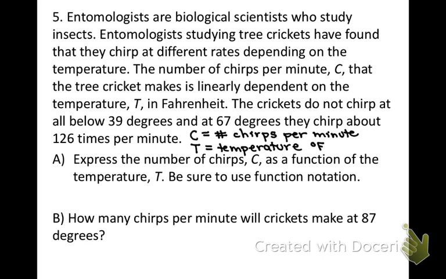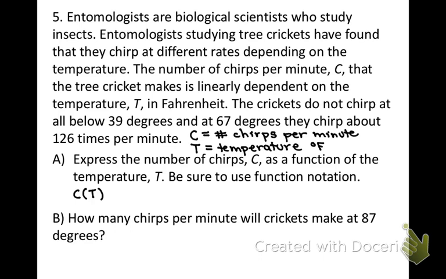So part A says express the number of chirps C as a function of the temperature T. Be sure to use function notation. When they remind us to use function notation, they're making sure that we are writing C of T instead of Y. Also, keep in mind that they specifically use a capital C here and a capital T. That will be important to pay attention to in your homework problem, not just in this one, but all of them, making sure that the capitalization is correct, or if it's lowercase, make sure you also type it lowercase.